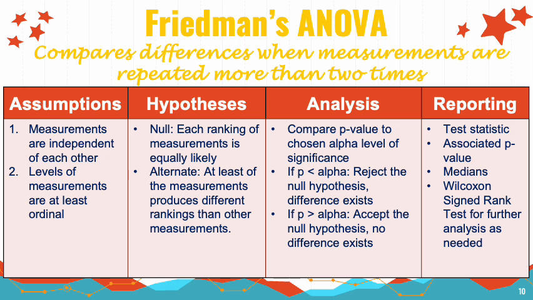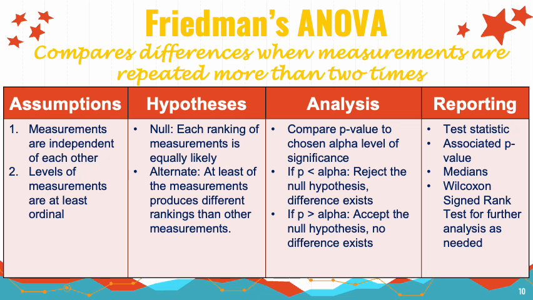However, what this means is that if you are doing measurements at multiple points in time, each patient is only measured once at each time point. Or if you are doing measurements with multiple treatments, each patient is measured once per treatment. For a Friedman's ANOVA, the null hypothesis would generally look like a statement that says each ranking within the measurement is equally likely. And the alternate hypothesis would generally look like a statement that says at least one of the measurements produces different rankings than the other measurements.